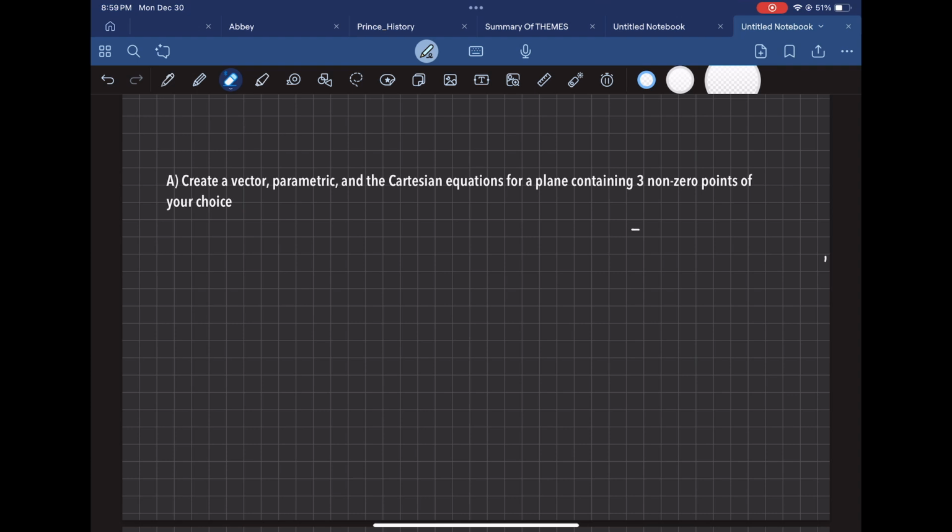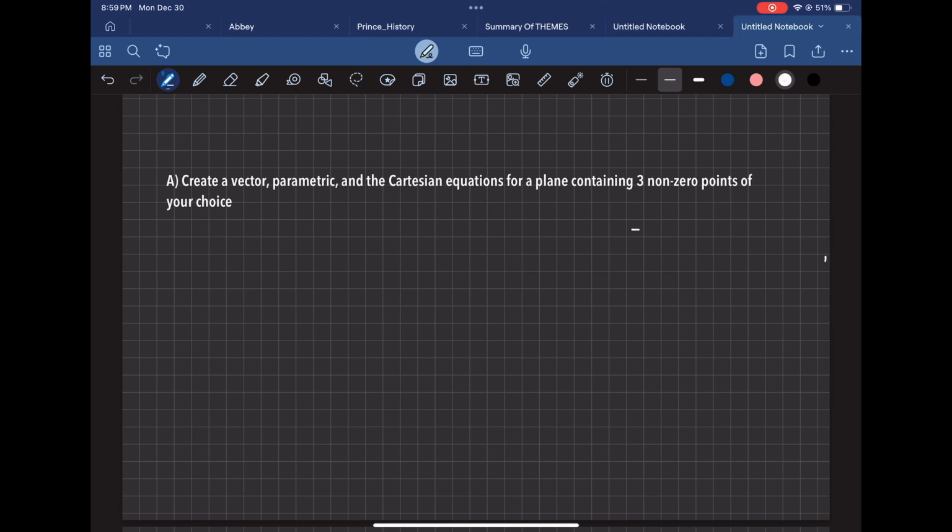Today's lesson will be focusing on lines and planes and intersections of such lines using Cartesian equations and vectors. So question A asks us to create a vector, parametric and Cartesian equations for a plane containing three non-zero points of your choice. So basically what this question is asking us to do is create three different equations using three non-zero points that we pick.